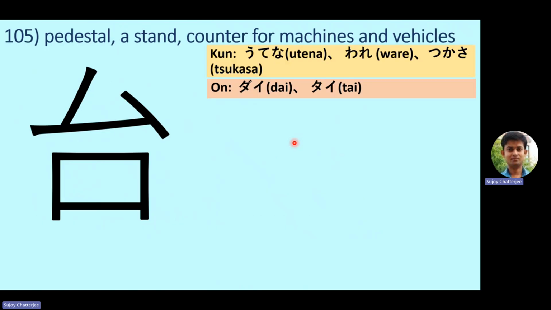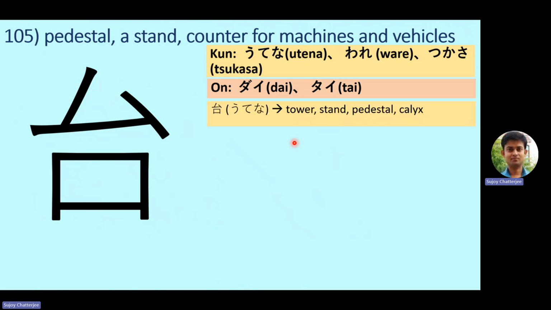Finally, we have today's last kanji, which represents a pedestal, a stand, or it is also used as a counter for machines and vehicles, which we have already done in our grammar lesson. You might remember dai or tai we had used as counter for machines and vehicles. The kunyomi readings include utena, ware, or tsukasa, and the onyomi reading is dai and tai, which we have already done, as I just said.